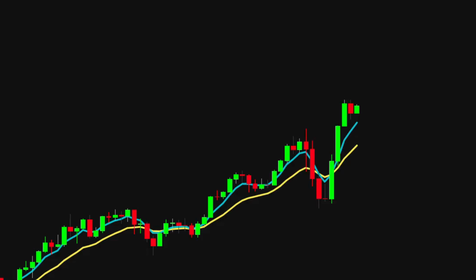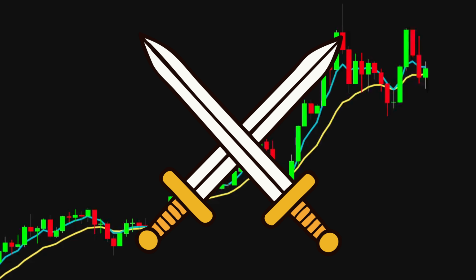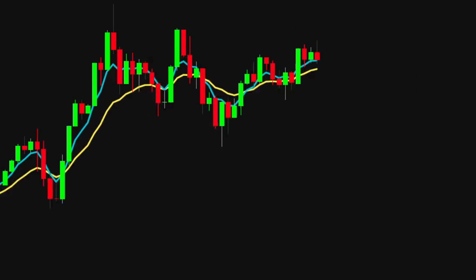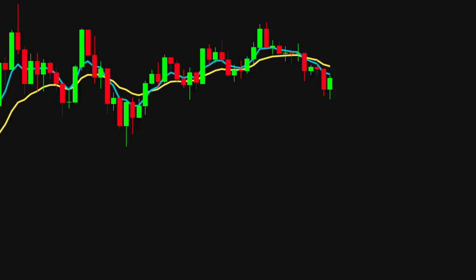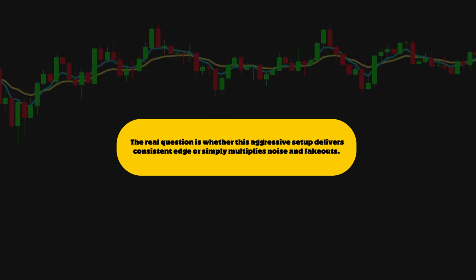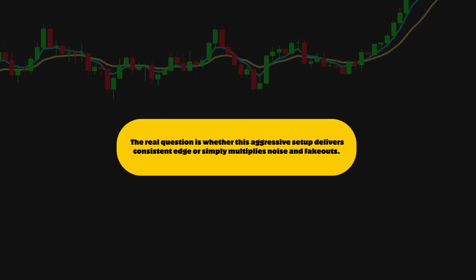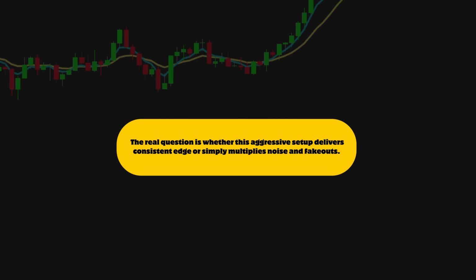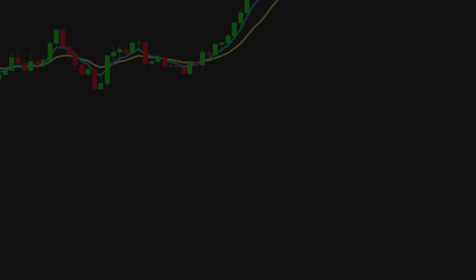But in trading, speed is a double-edged sword. It can mean calculated precision when executed with discipline, or rapid destruction when taken without control. The real question is whether this aggressive setup delivers consistent edge or simply multiplies noise and fakeouts. Today, we put it on trial.